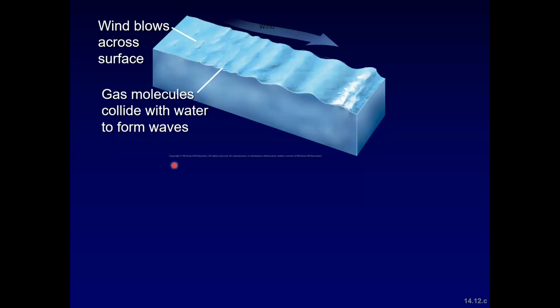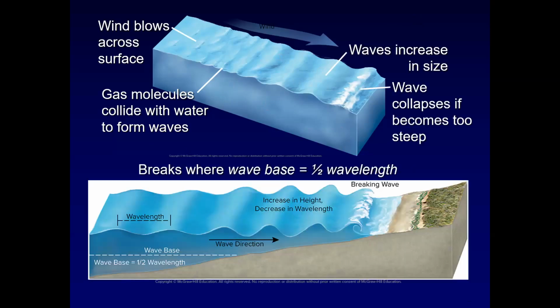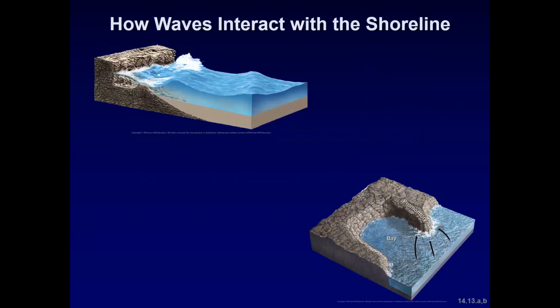We also have gas molecules colliding with water to form those waves. And then waves can increase in size. If they become too steep, though, the waves will collapse. Okay, so just to show you with the shoreline, we have wave breaks where the wave base is equal to half of a wavelength. So again, how they interact with the shoreline.